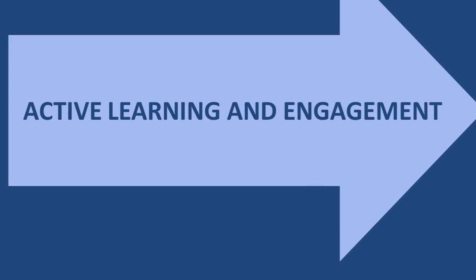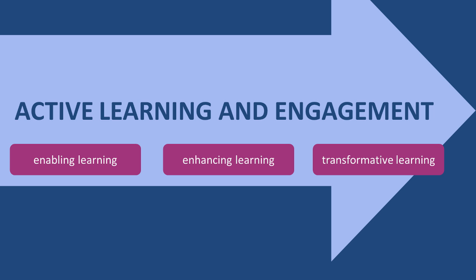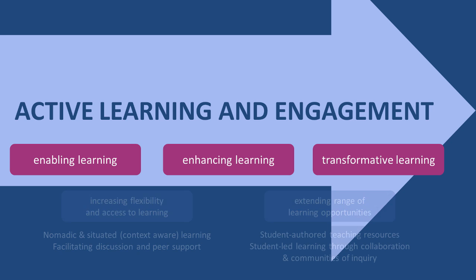Another way of thinking about the design of online tasks is to plot them on a spectrum of active learner engagement and autonomy, as depicted in this slide, with increasing levels of activity and engagement in the performance of the tasks as we move along the spectrum.